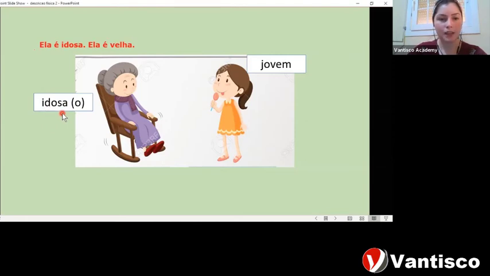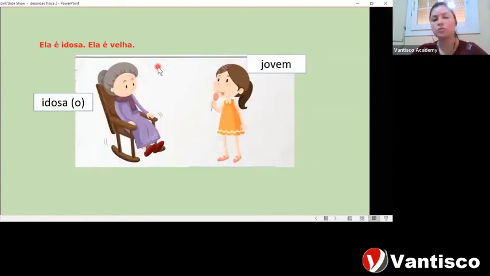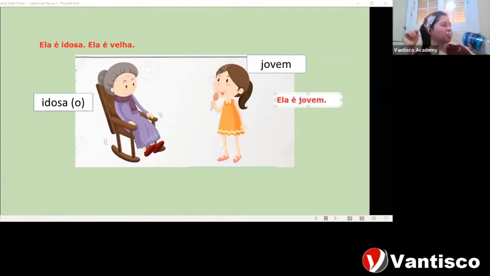Okay. Elderly man, idoso. Okay. Velha, old. Velho, for men, old. Jovem, young. Ela é idosa. Ela é jovem. Ok. Ela é idosa. Ela é jovem. She's an elderly woman. She's young.